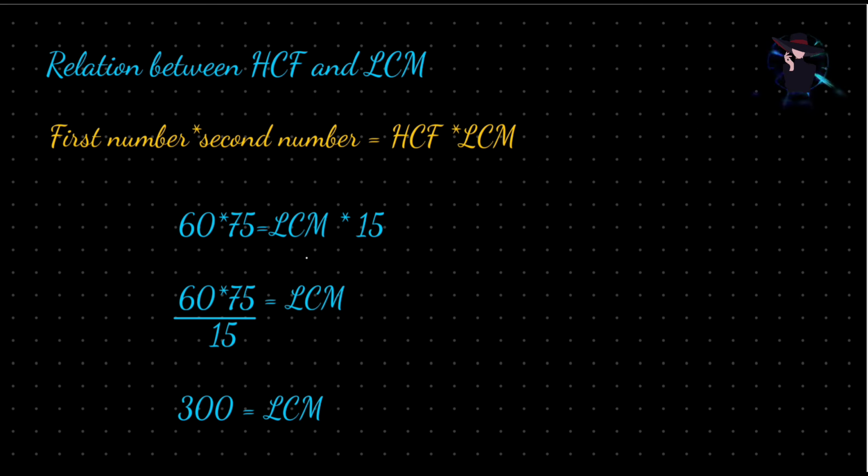So now 15 is in the place of multiplication. As it goes to the equals side, it goes to the division side. 60 into 75 divided by 15 equals LCM. Let's cancel it out. 5 3s are 15, 5 1s are 5, 5 5s are 25, 3 1s are 3, 3 2s are 6, 60. 20 into 15 equals 300. The value of LCM is 300, which we got in the previous question. So this is the relation between LCM and HCF. Thank you.